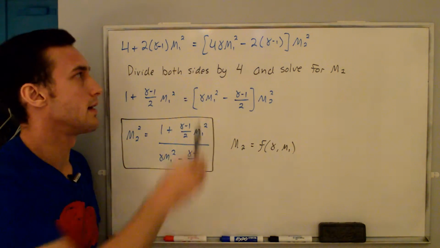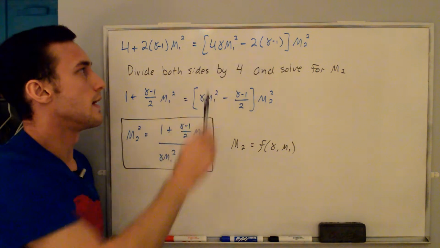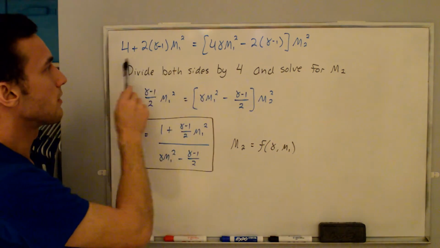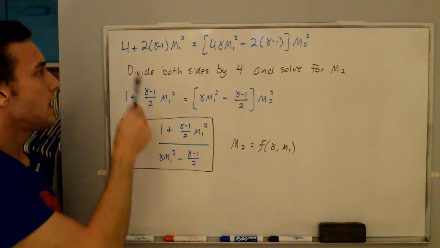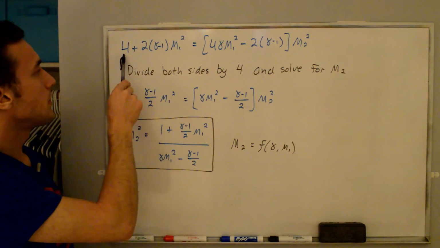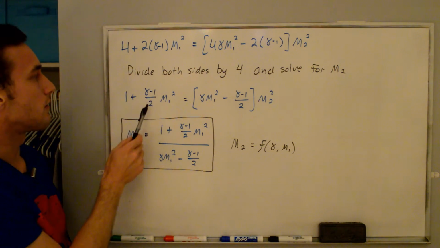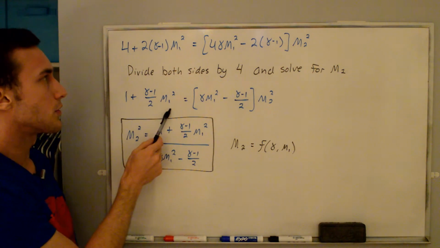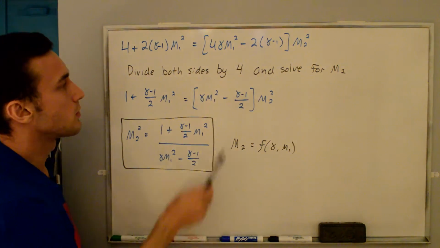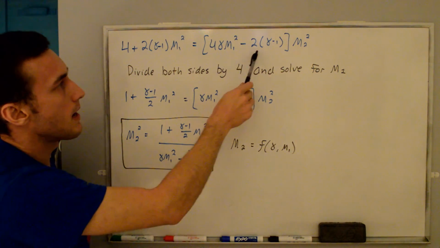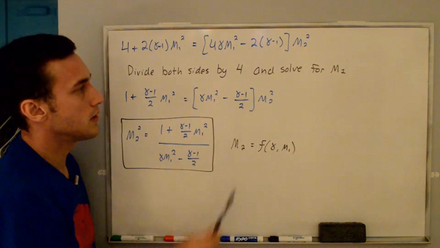Now that we've plugged in that 4 gamma into the term preceding the m1 squared term, we have this expression here. The left-hand side remained unchanged, and if we divide both sides by 4, this term divided by 4 is 1 plus, and the 2 divided by 4 is gamma minus 1 over 2 m1 squared, and in each term here we divide by 4, so we have just gamma m1 squared minus gamma minus 1 over 2 times m2 squared.